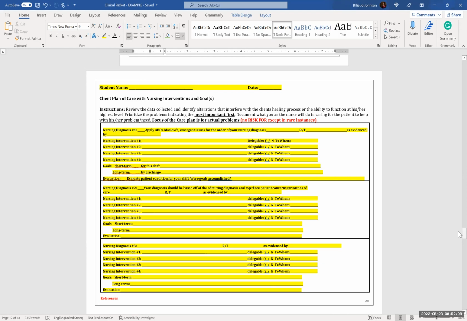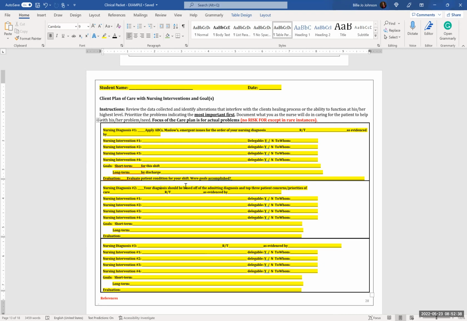So for example, ABCs, obviously airway and oxygenation would be higher up on the list, right? Any circulation issues. So this is the order you'll put it in, your ABC order or your Maslow's. Okay, but your diagnosis should be based off the admitting diagnosis, really, right? You want to make your nursing diagnosis that you're developing in some part based on why they're here. Well, that's what that means by based off admitting diagnosis.